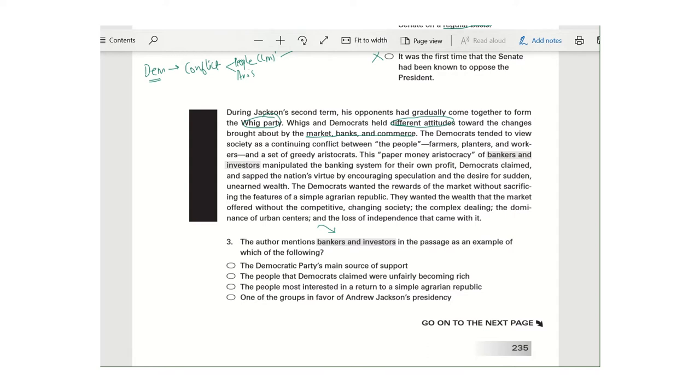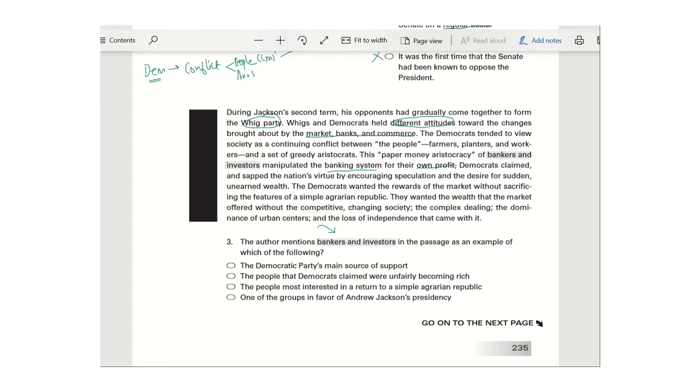Okay, the paper farmers and the paper money aristocracy of bankers and investors manipulated the banking system. Okay, see, they have highlighted this. Bankers and investors manipulated the banking system for their own profit. Okay, so they did it for their own profit. Democrats claimed and sapped the nation's virtue by encouraging speculation and desire for sudden unearned wealth.